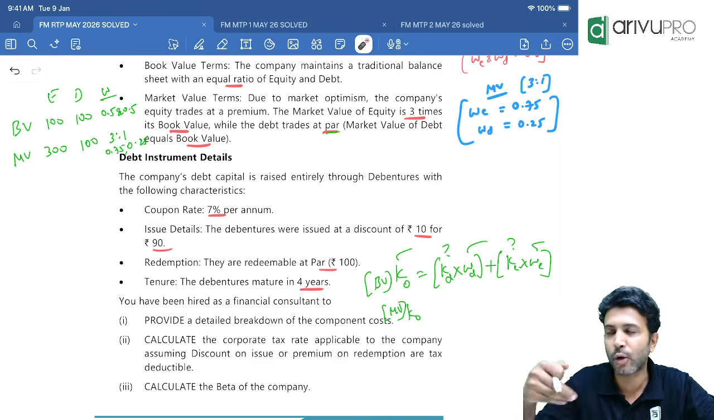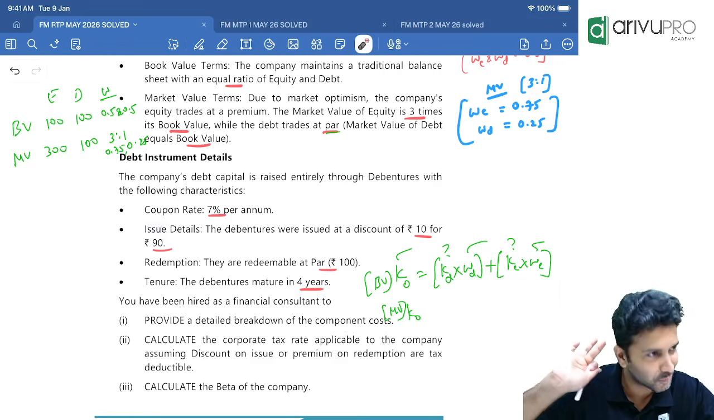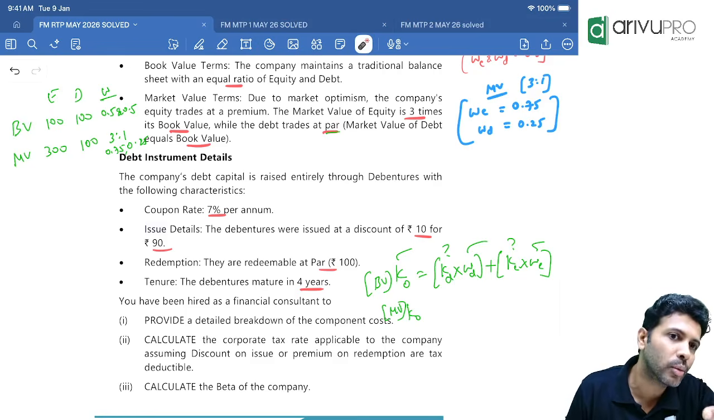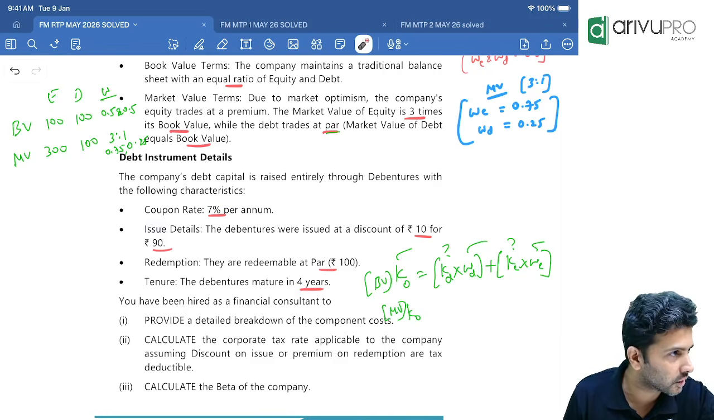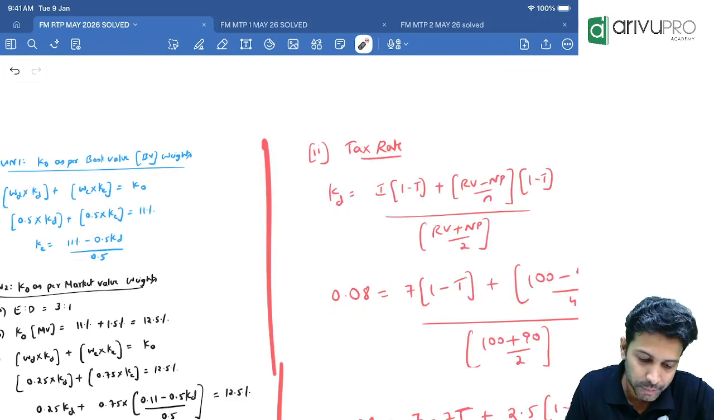Okay, like this you have 3-4 questions in this RTP and MTP. They've constructed them like this only. I've solved. Can we review? Everybody understood what is the structuring here? Okay, now look at the requirement.